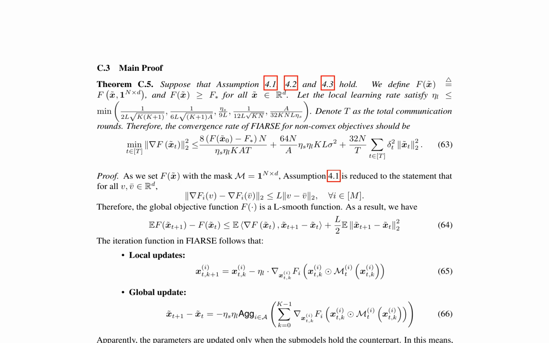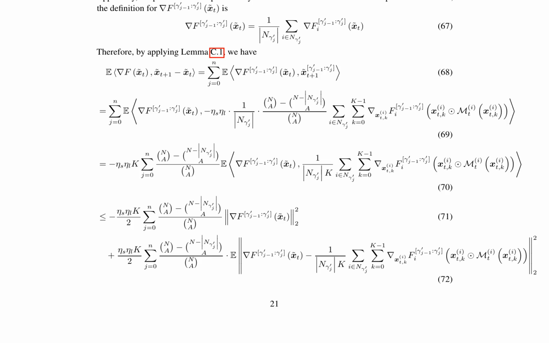The proof applies the L-smoothness of the global objective function, bounds the expected inner product of the gradient and the update direction, and uses the definition of the global update rule. Lemmas C1 and C.2 are employed to simplify the expressions and obtain the desired bound. The final bound, equation 81, shows that the convergence rate of FIARSE is O(1/square root of T), where T is the total number of communication rounds.